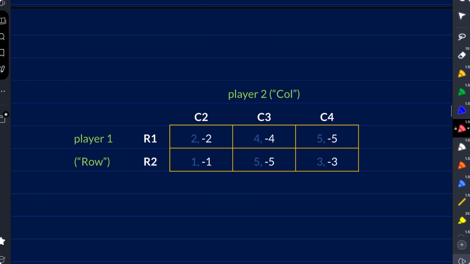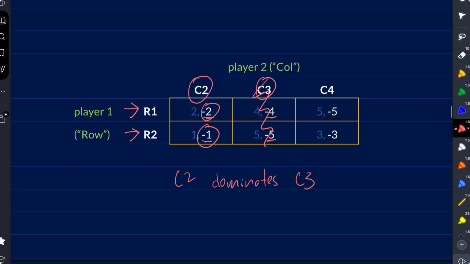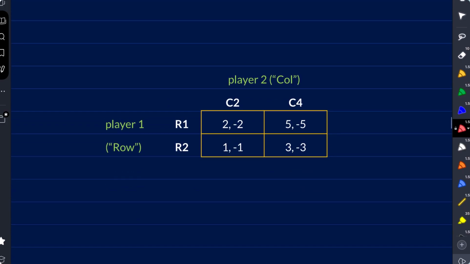So let's look at what's going on with player 2. We'll take C2 and C3: -2 and -4. -2 is better. And if R2 happens, -1 and -5. So again, C2 is better. So C2 dominates C3, and we don't want C3. Both players know that. So now this is our table.